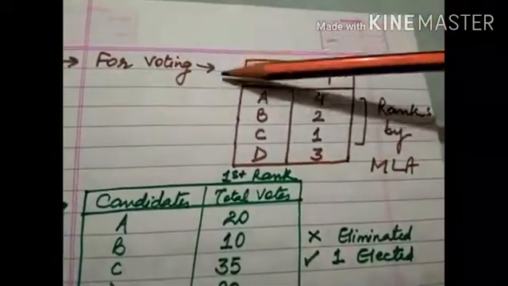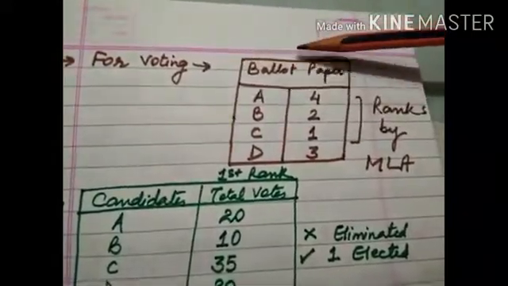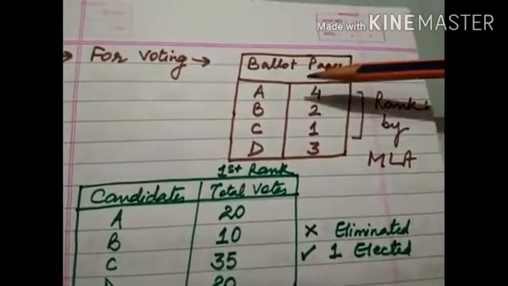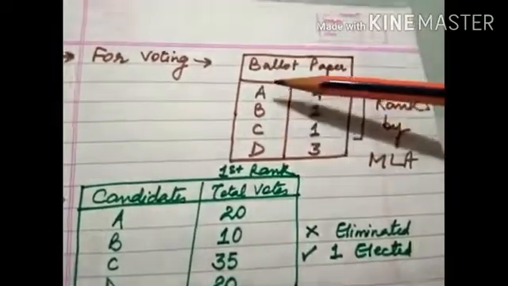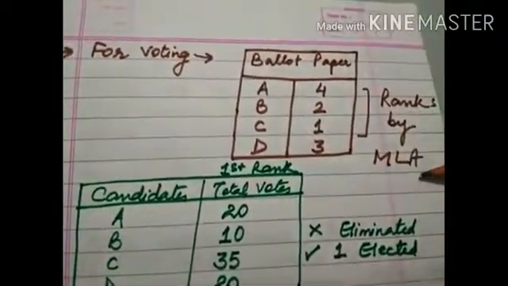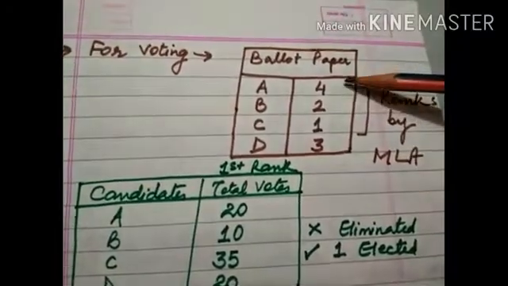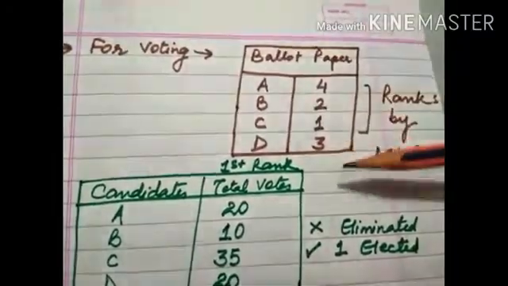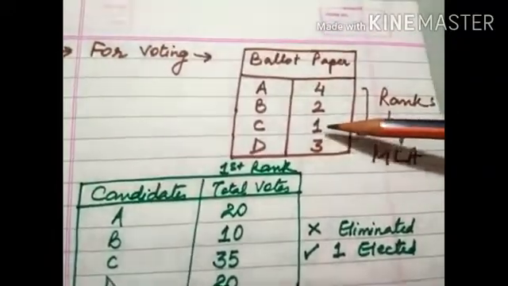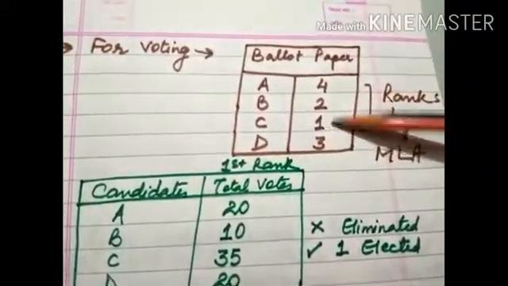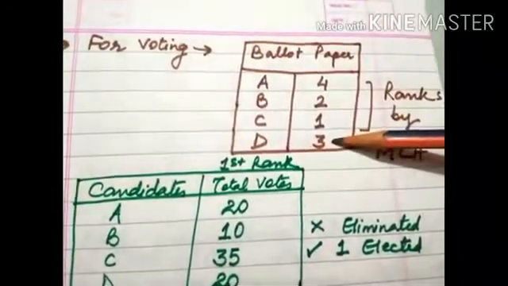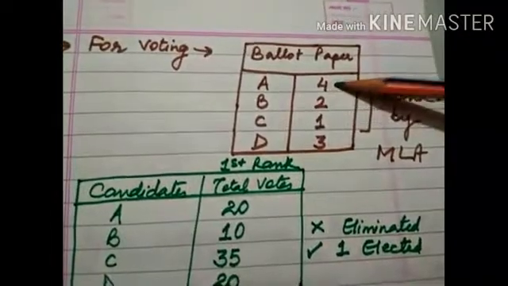Now for voting, MLAs will do the voting on the ballot paper. Suppose for 2 vacancies there are 4 candidates, candidate A, B, C, D. Now all the MLAs will vote according to the preference, will give the rank to the candidates according to the preference. Suppose the first rank has been given to C candidate, second has been given to B candidate, third rank has been given to D, and fourth rank has been given to A.